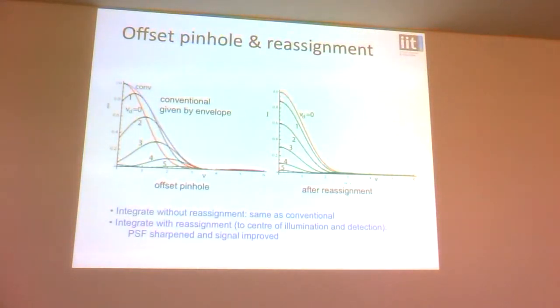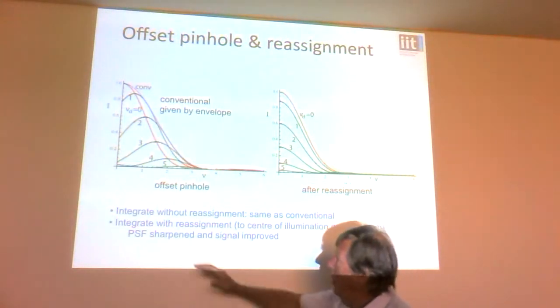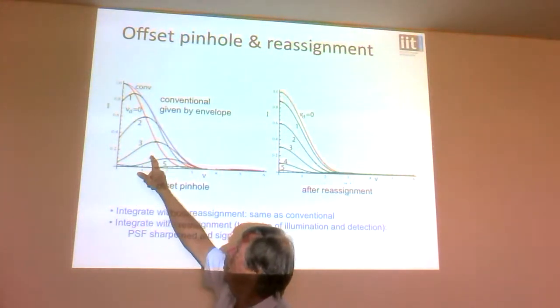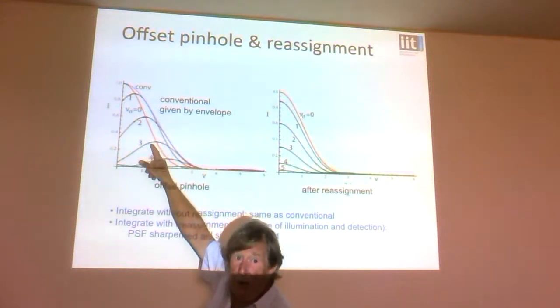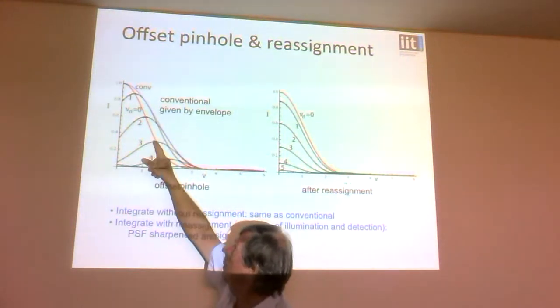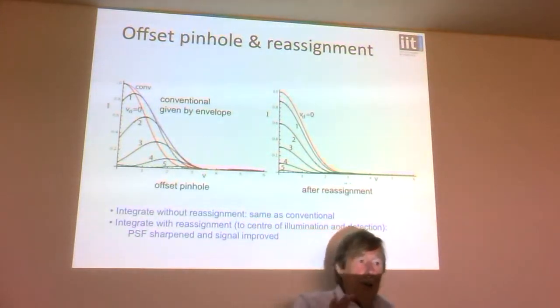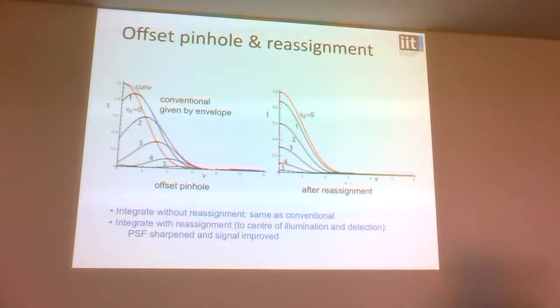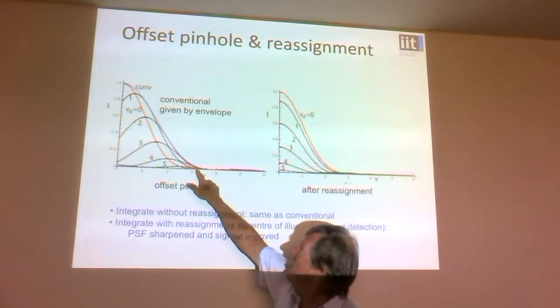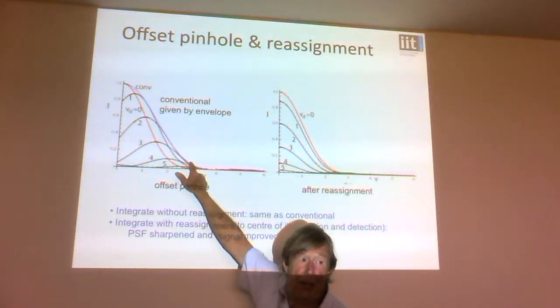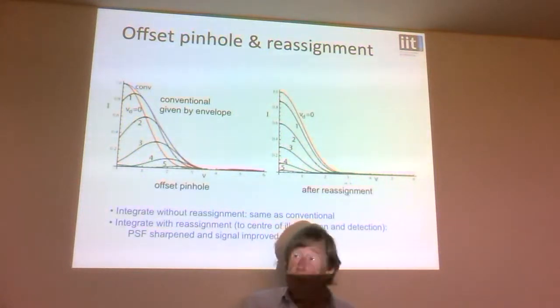So this is showing again what happens. If we move the pinhole sideways, the point spread function without normalization is given by these dark curves. If you, of course, integrate over all of them, it's the same as if you didn't have a pinhole at all. So that gives this envelope function, which is this blue one, which is exactly the same as a conventional microscope.